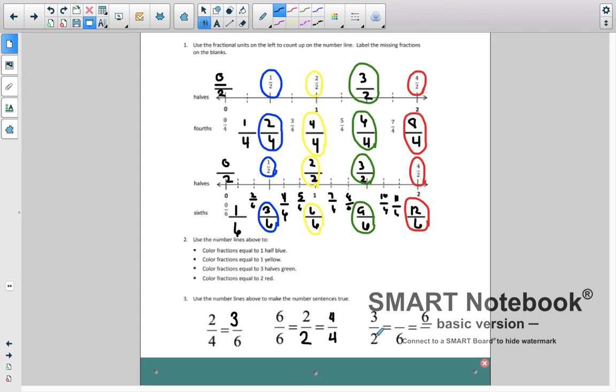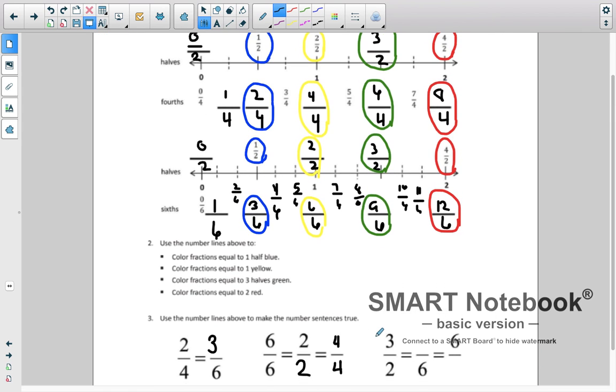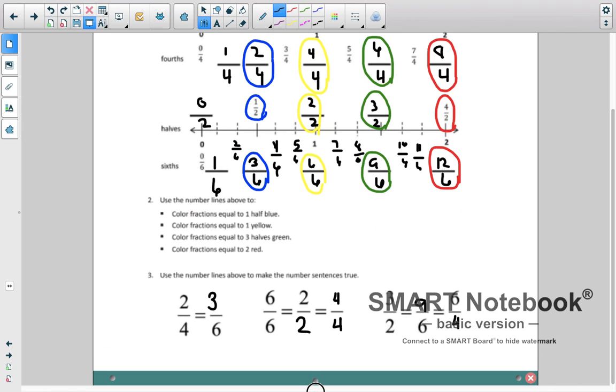All right, the next one says 3/2 is equivalent to, so I'm going to look for 3/2. So 3/2 is equivalent to 9/6. And it's also equivalent to 6/4. So 3/2 equals also 9/6 and 6/4. They equal the same thing because you can see that we circled them all in green. So if you look at 2/4 and 3/6, they're both circled in blue. If you see 6/6, 2/2, and 4/4 are all circled in yellow. And if you see 3/2, 9/6, and 6/4 are all circled in green. All right, let's move on.